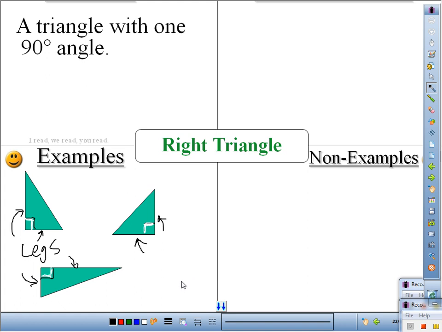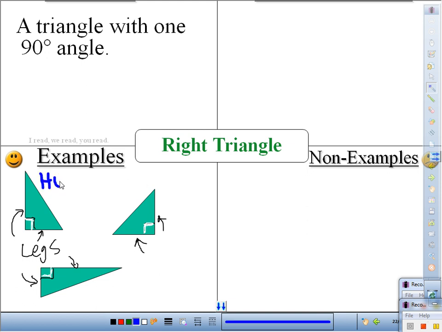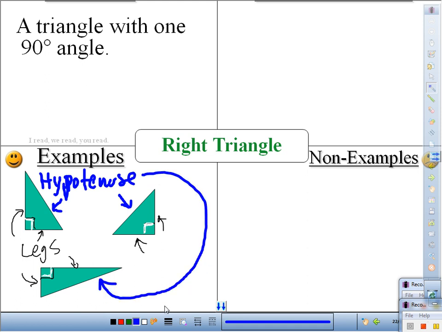You guys notice that? The side that's not labeled, that is not part of the legs, that longest side is known as the hypotenuse. The hypotenuse is the longest side of a right triangle. The longest side is known as a hypotenuse.